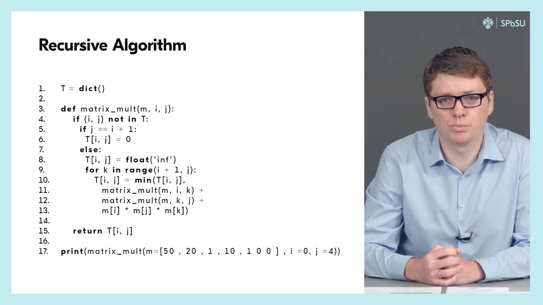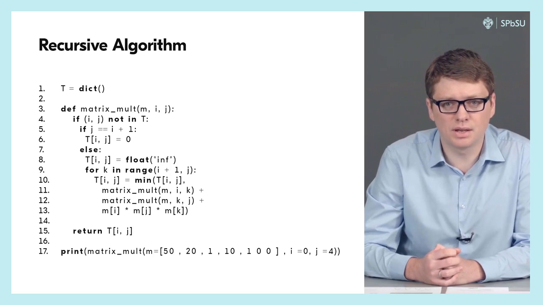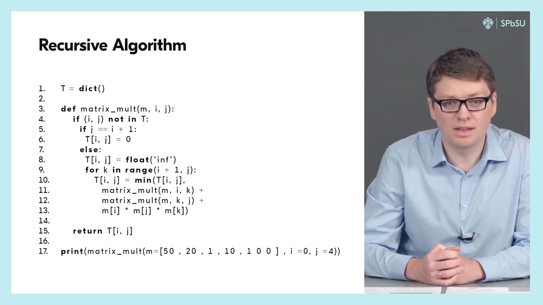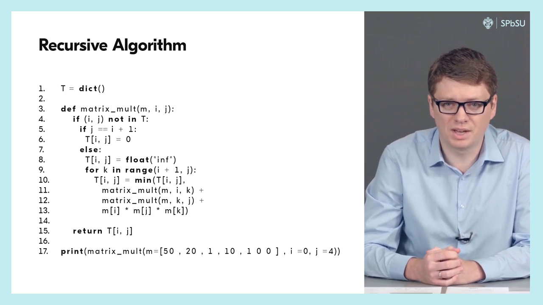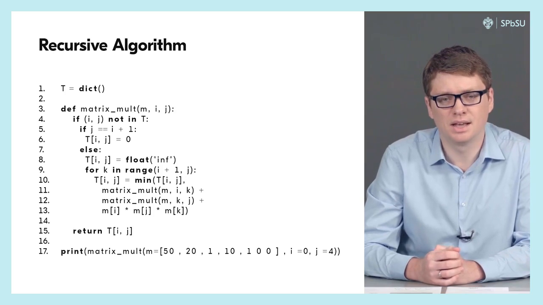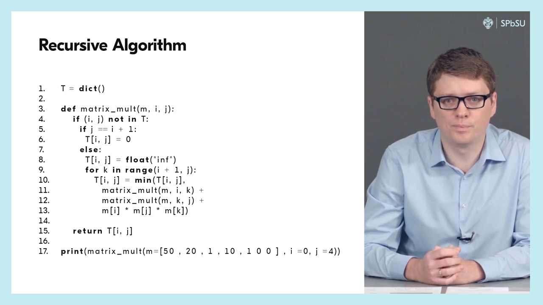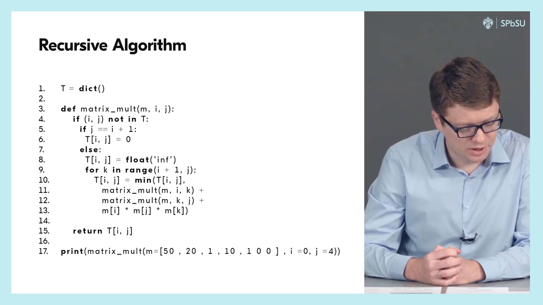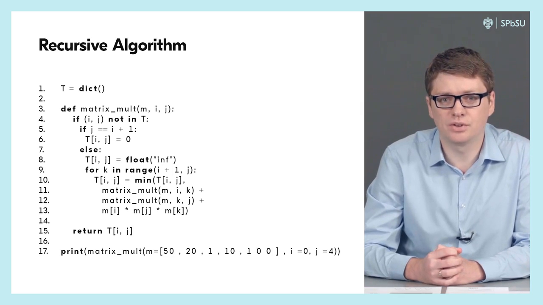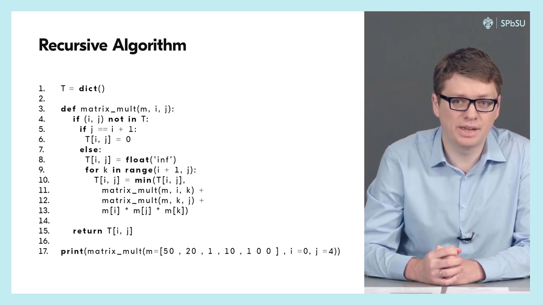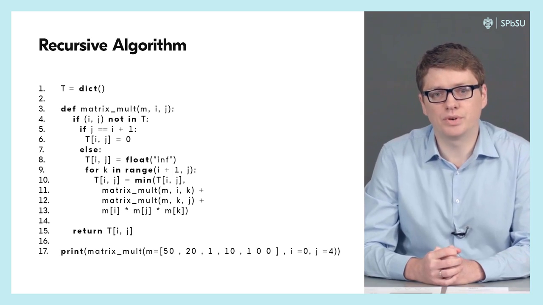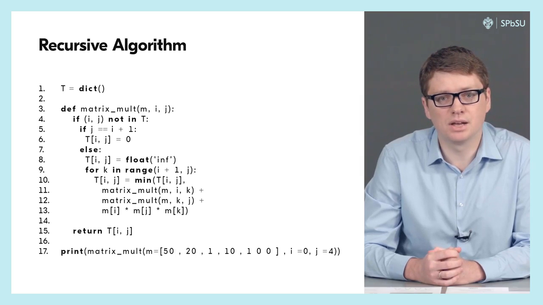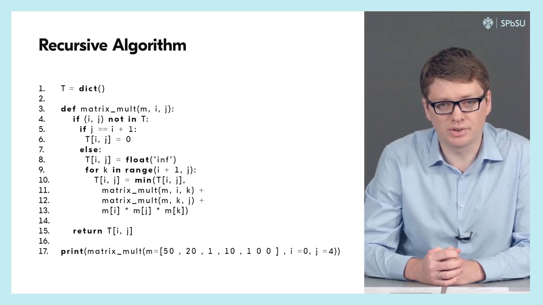We pass these 2 parameters to our procedure, and we only start computing it if it is not in our table yet. So if j is equal to i plus 1, then we are in the base case. Then the result is equal to 0. Otherwise, we compute it using our recurrence relation by making recursive calls where k ranges from i plus 1 to j minus 1. For each such recursive call, we check whether the resulting value improves our current solution. If it improves, we actually store it.